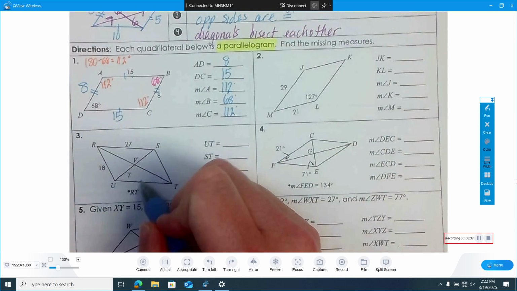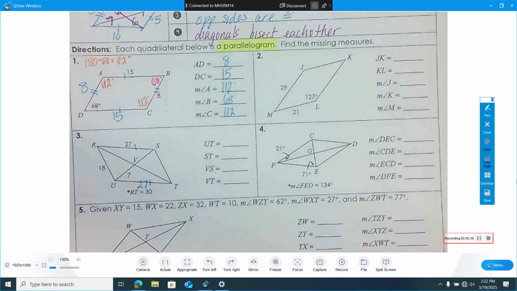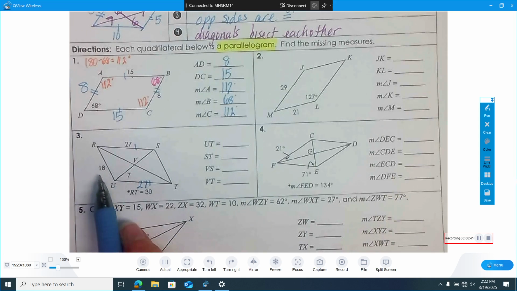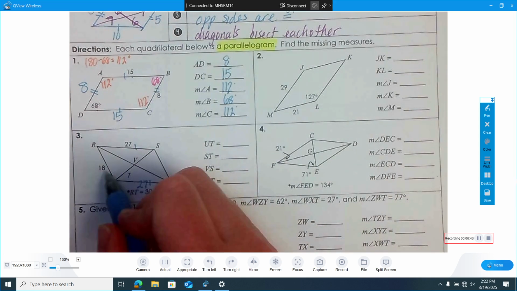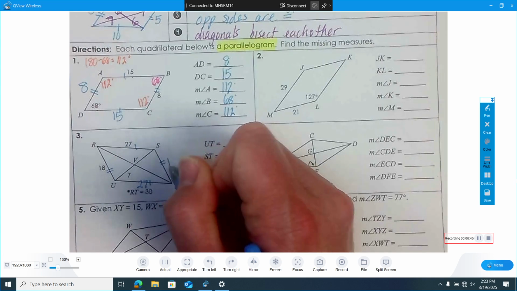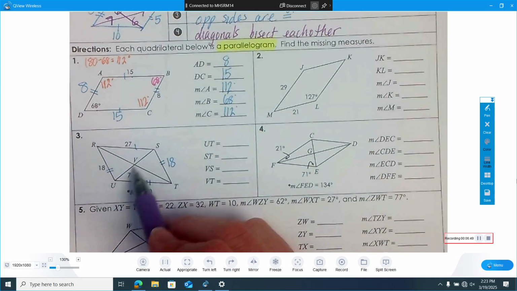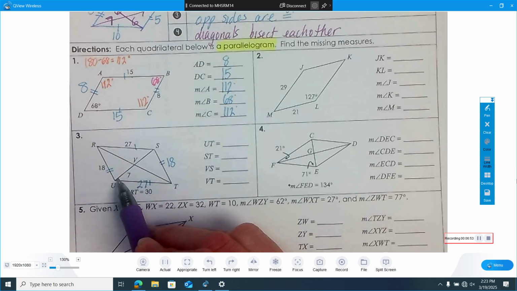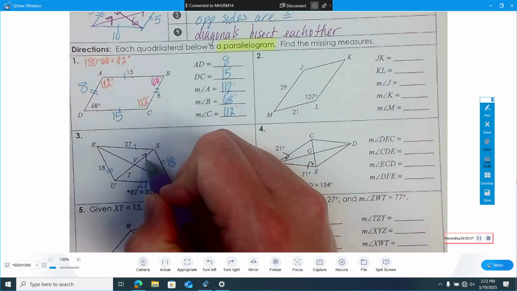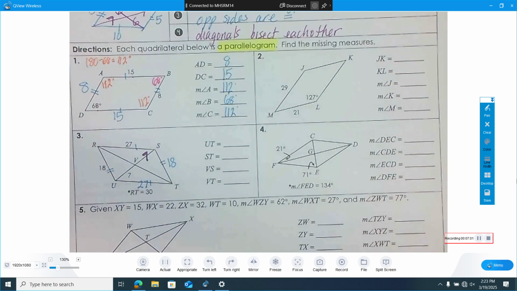UT is also 27, congruent, opposite sides. I see an 18. What else is 18? ST is also 18. Fantastic. Oh, interesting. I have a little piece of a diagonal here. UV is 7. What else do we know? The other side, the other diagonal is 7. All right. So VS is also 7.